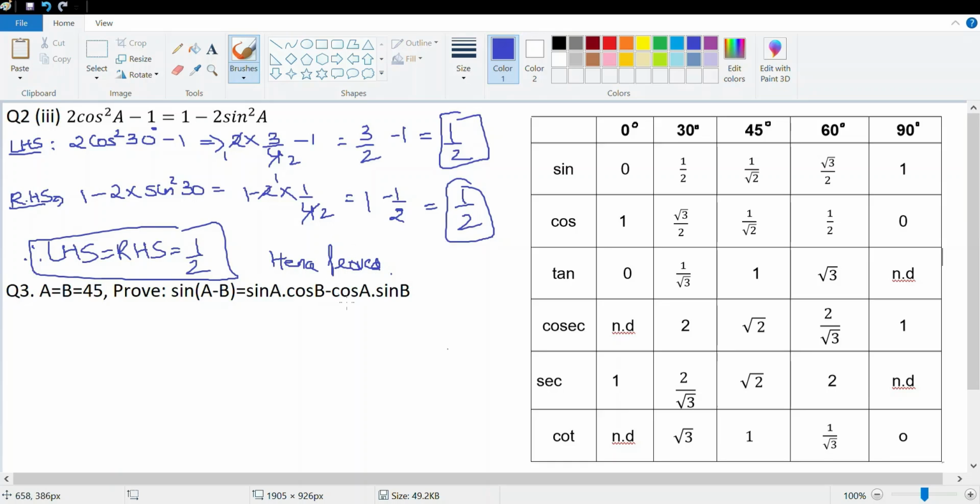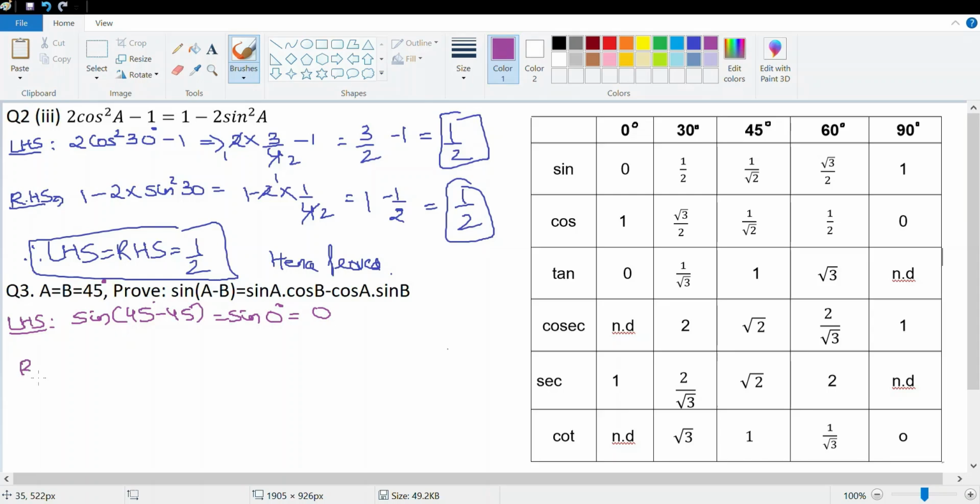Let's look at the next question. The next question that we do is question number 3 part 1. It says A is equal to B is equal to 45 degree. Prove sine A minus B is equal to something. So let's look at the left hand side. Now left hand side is sine A minus B, which is 45 minus 45, which is equal to sine 0 degree, which is equal to 0.